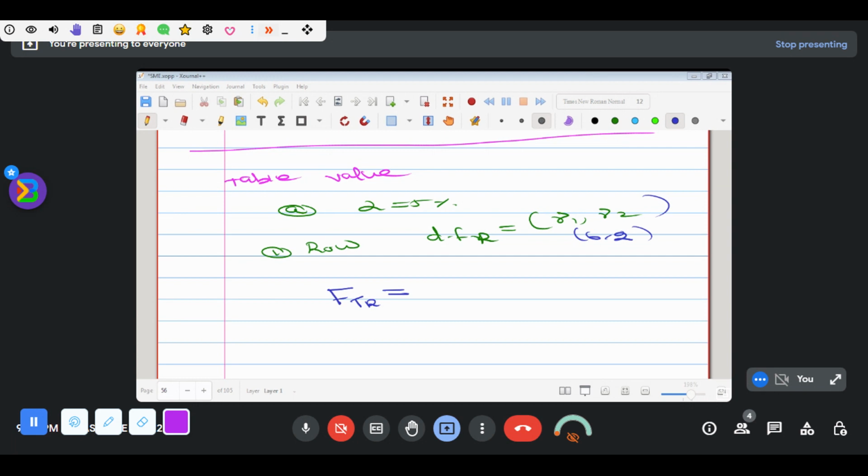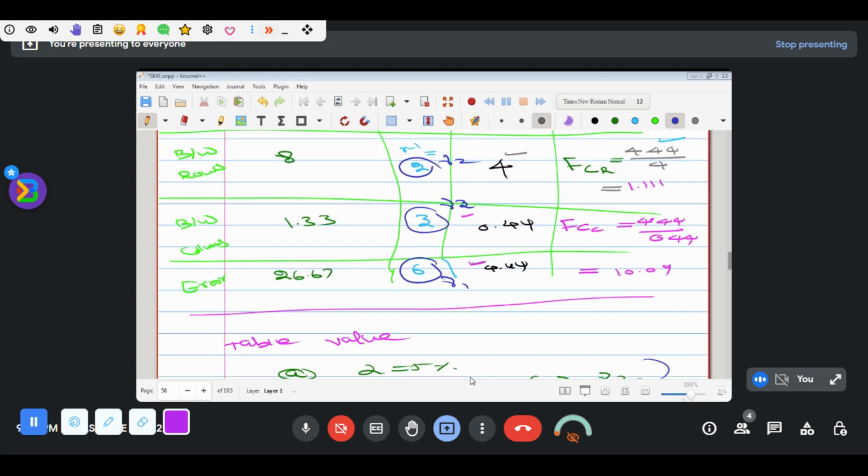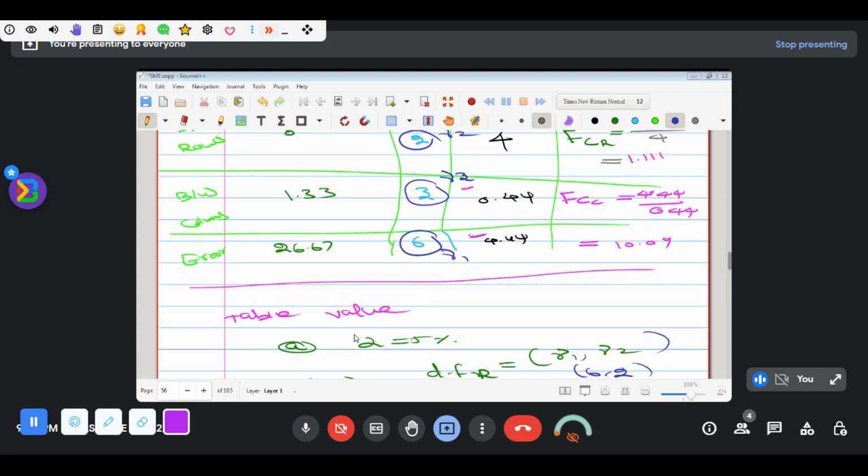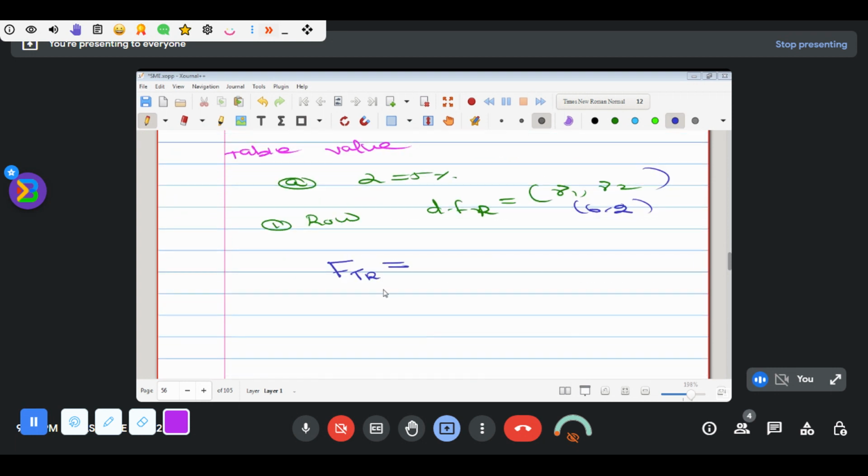So we are ignoring this 3. Column is 3, and 3 minus 1 is 2 only. Is that correct? First you complete the row, and after that write the conclusion. After that, you move to the column. Any doubt? No. Okay, now first complete the row, after that you move to the column.